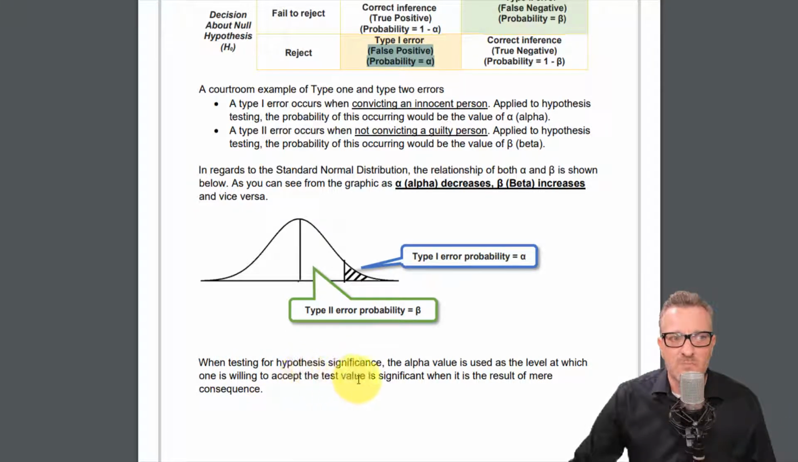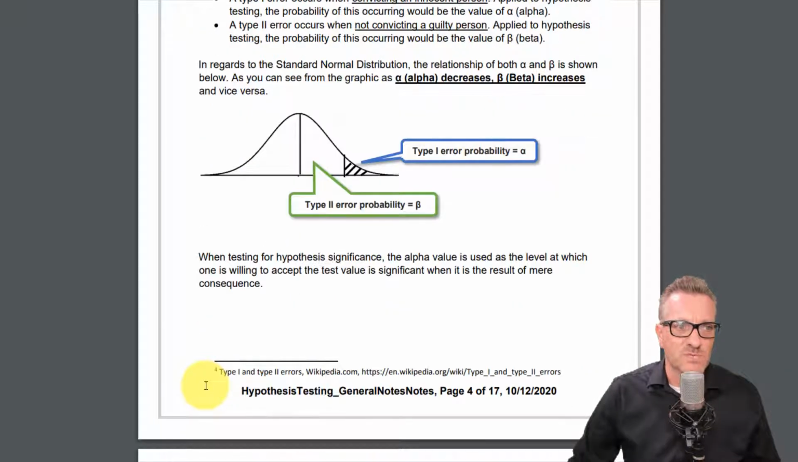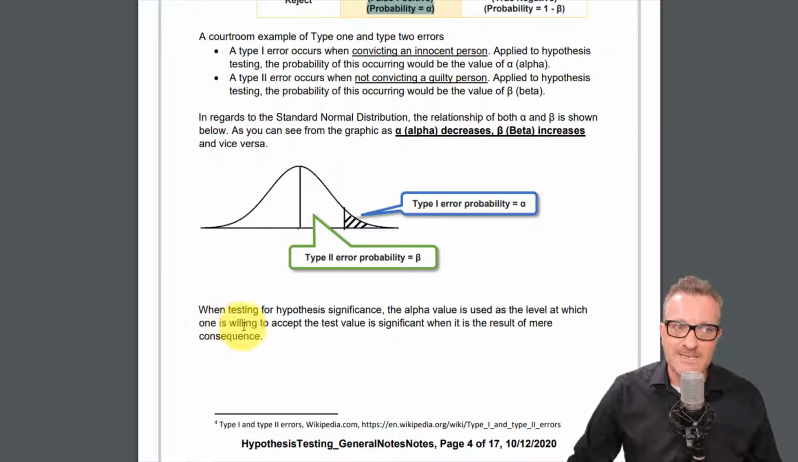When testing for hypothesis significance, the alpha value is used as the level at which one is willing to accept the test value as significant when it is the result of a mere consequence. This is really important. I should actually highlight this more in my future notes. I'm going to repeat this. When testing for hypothesis significance, the alpha value is used as the level at which one is willing to accept the test value as significant when it is the result of a mere consequence.